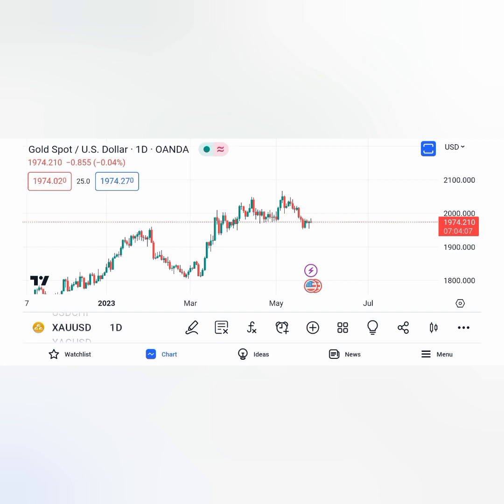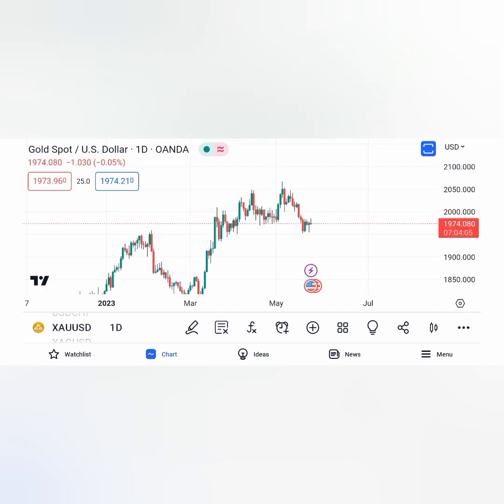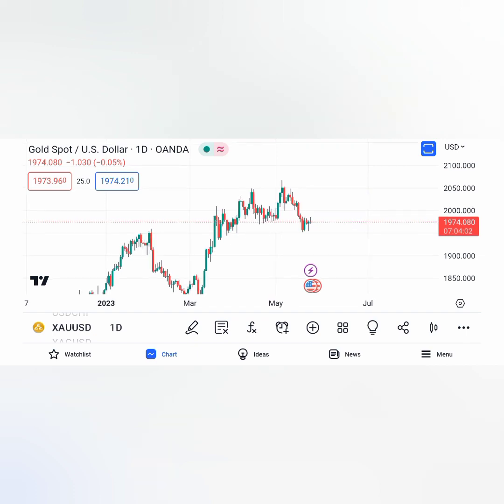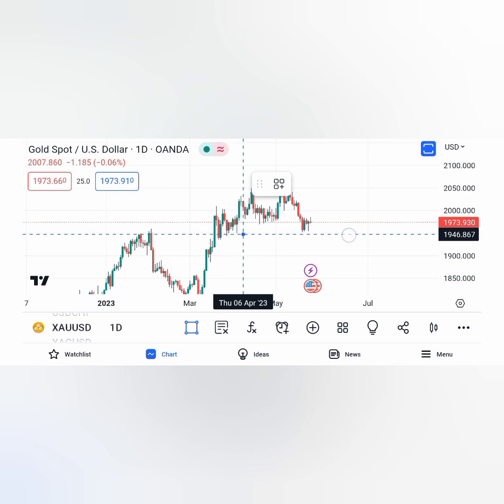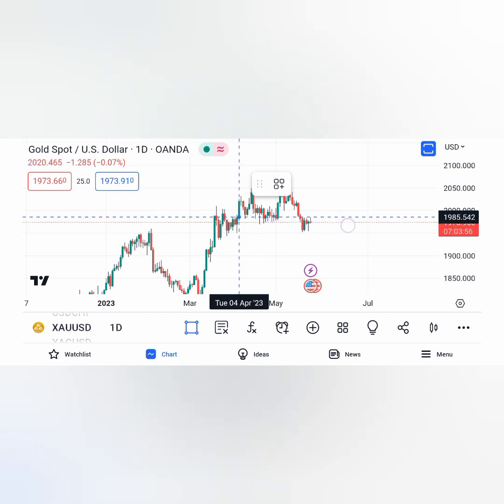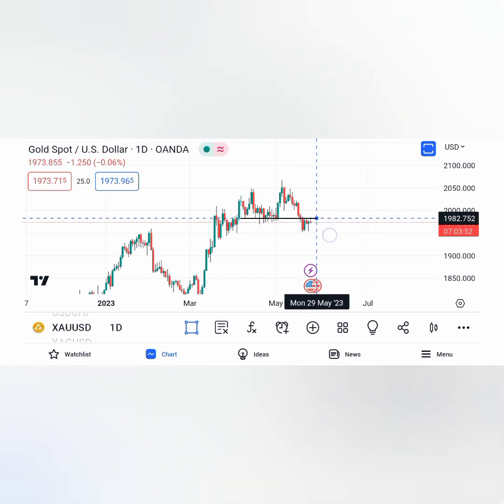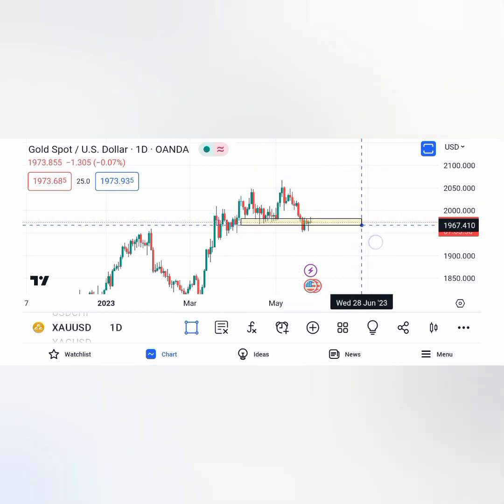So now looking at gold, we'll be doing this on the daily time frame and the 4 hour time frame. We take our rectangle here, then we draw this key level here. We draw this particular key level here. We have this particular key level here.